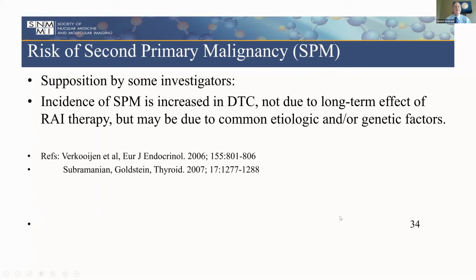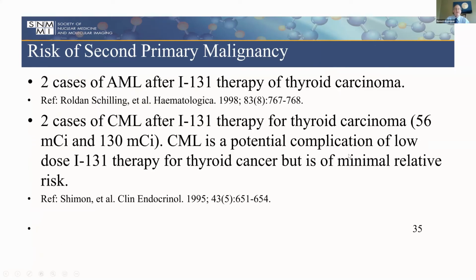So Verkugen found that the incidence of second primary malignancies increased in differentiated thyroid cancer in some cases, probably not due to long-term effect of radioactive iodine therapy, but may be due to common etiologic and/or genetic factors. And here are two case reports, 2 cases of AML after I-131 therapy, 2 cases of CML. They didn't mention the total number of cases.